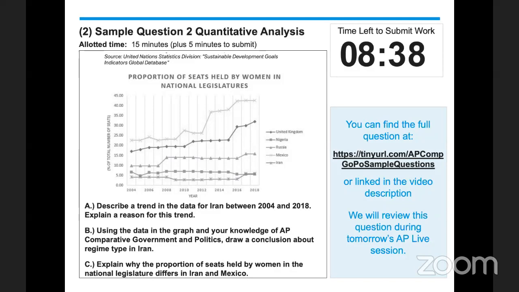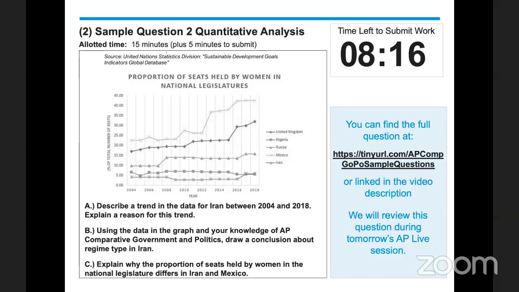You don't need to go back and rephrase what you've already written, and you don't have to go back and fix it, but you can certainly add on to it. You can rephrase what you've already written. Make sure there's a because or a statement of causation, explaining why the proportion of seats held by women in the national legislature differs in Iran and Mexico.